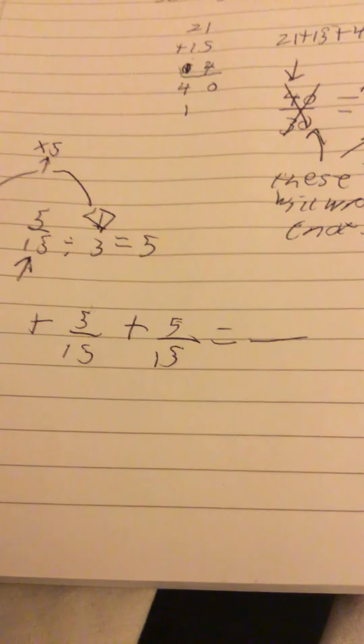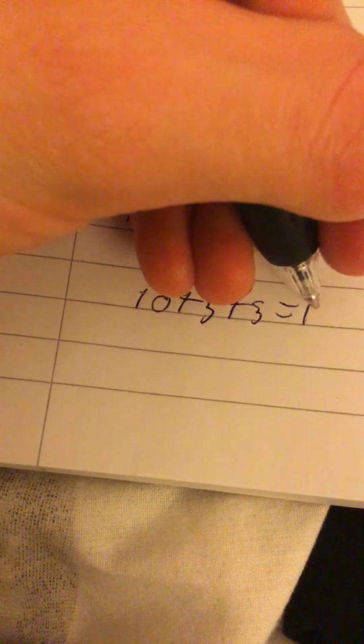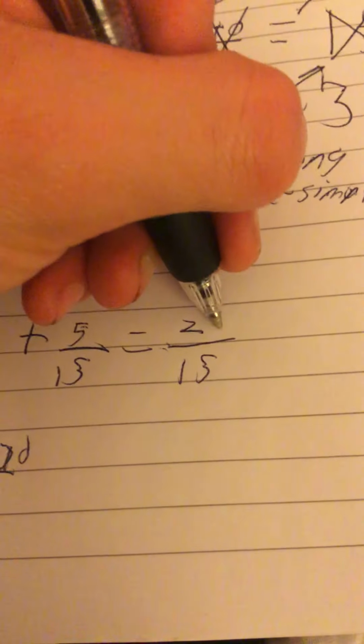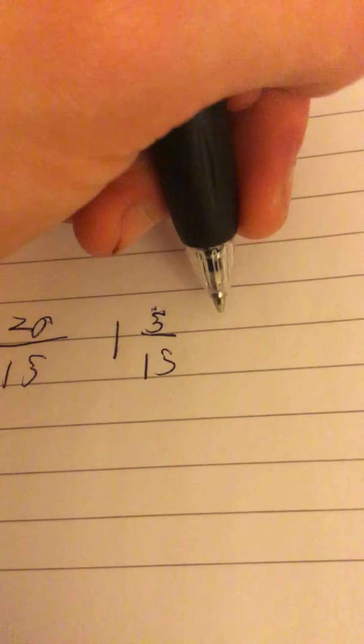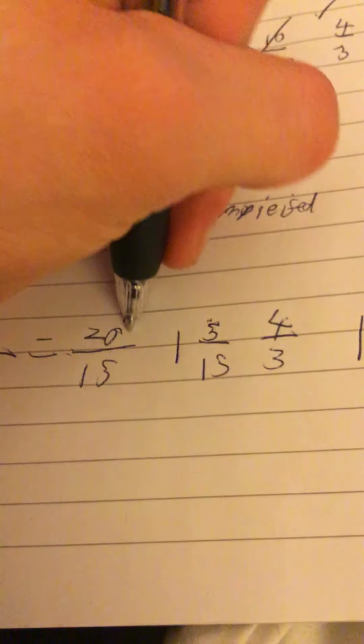Of course, it's not asked me to simplify, so 15 is going to be the denominator now. I'm going to use my mental method, which is 10 plus 5 plus 5, which equals 20. So the answer must be 20/15, but of course, acceptable answers will be the following: 1 over 3, 5/15. You can have 4/3, 1 and 1/3, and of course 20/15.